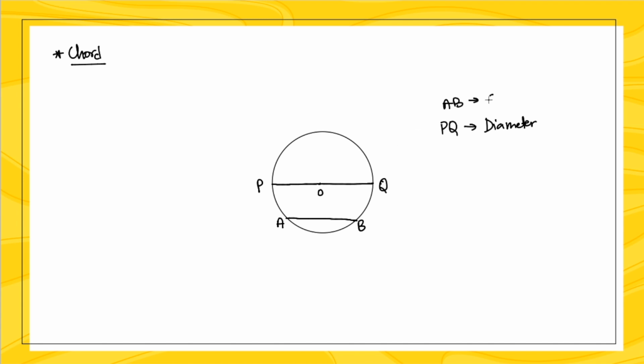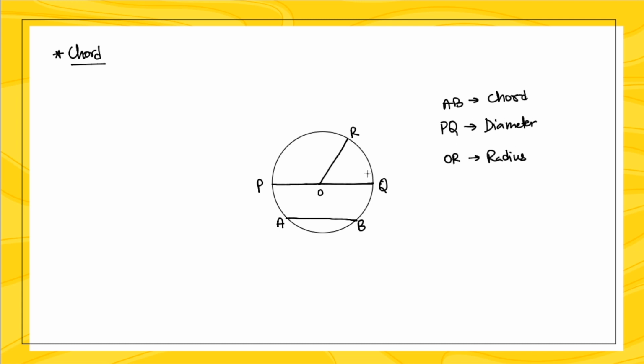AB is a chord, right? So basically a diameter is also a type of chord. Any line which connects 2 points on the circle is called a chord of a circle. Now if there was a line which goes from O to, let's say, R, then this OR is called the radius. I hope all of you know this. It is very important to understand what is radius, what is chord, what is diameter.